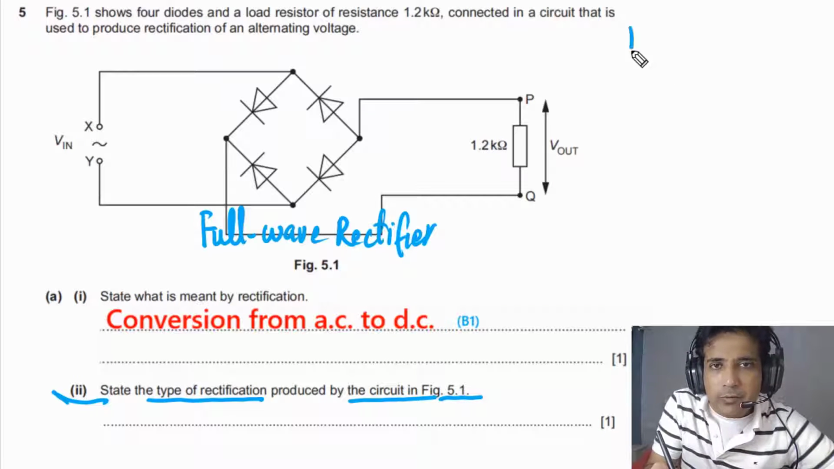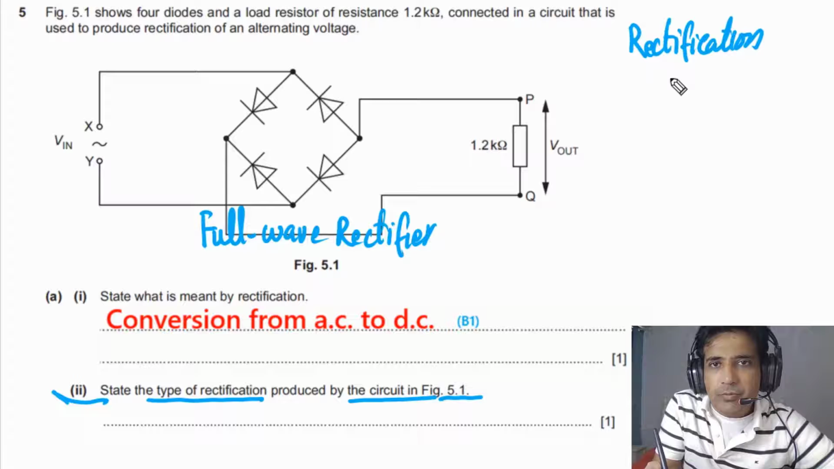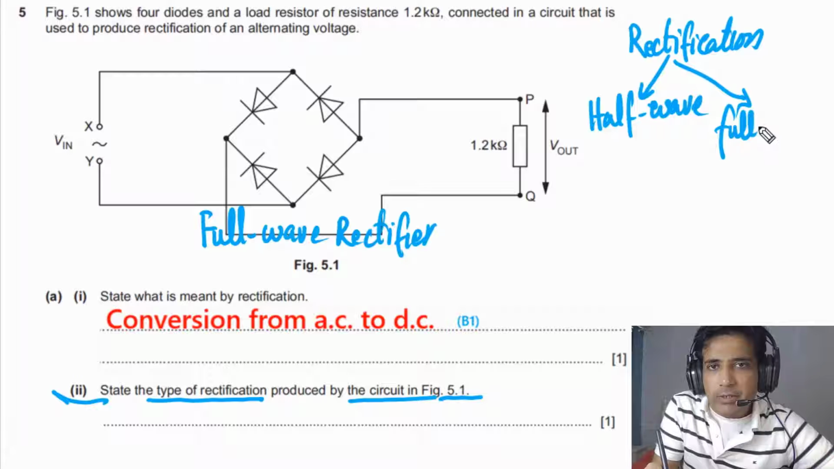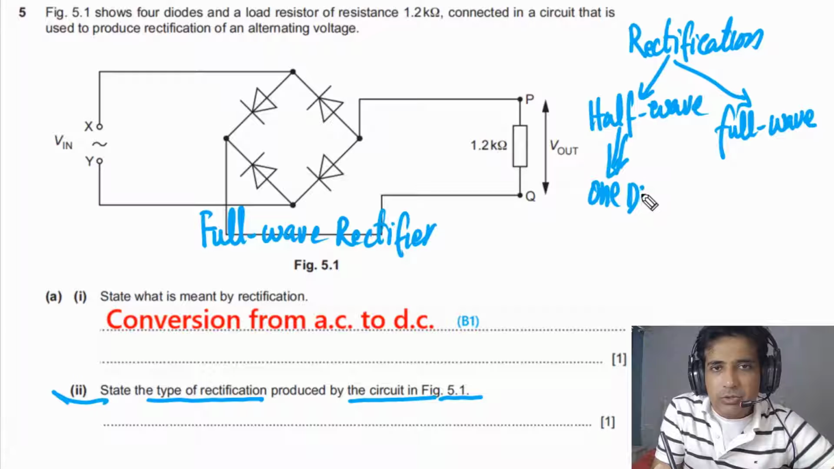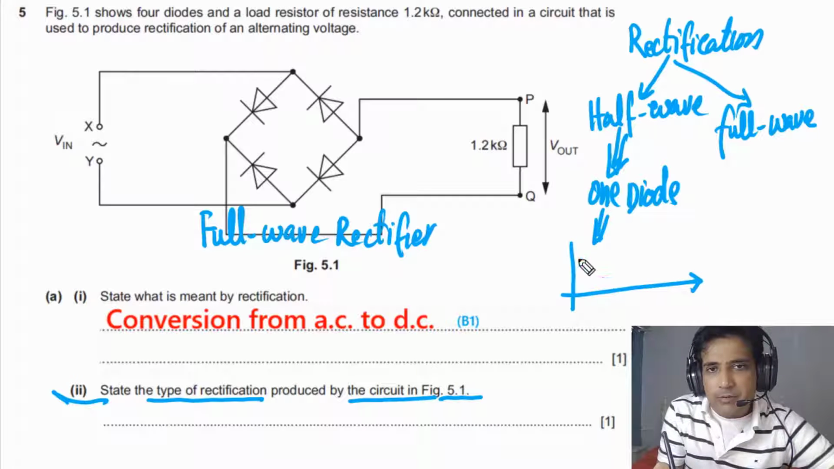There are two types of rectifications. We can simply write on here, types of rectification. The rectification has two types. One we call half wave rectification, and the second one is full wave rectification. Half wave rectification we can achieve by just using one diode in a circuit.